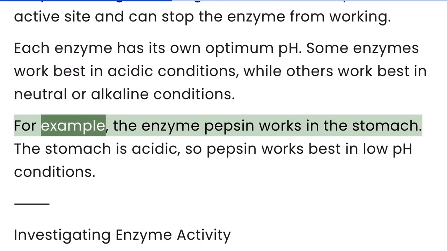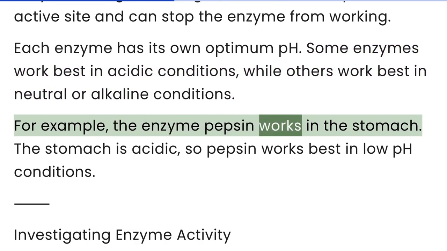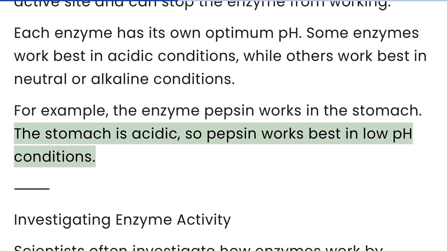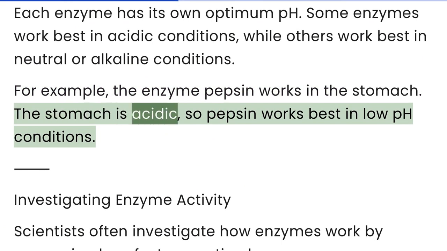For example, the enzyme pepsin works in the stomach. The stomach is acidic, so pepsin works best in low pH conditions.